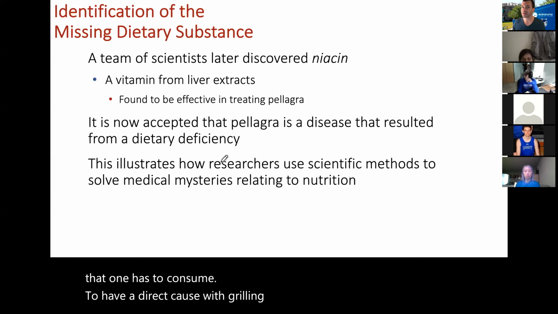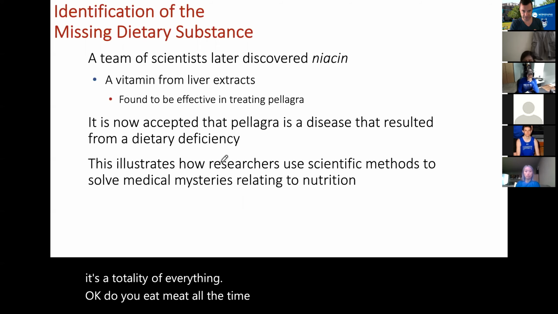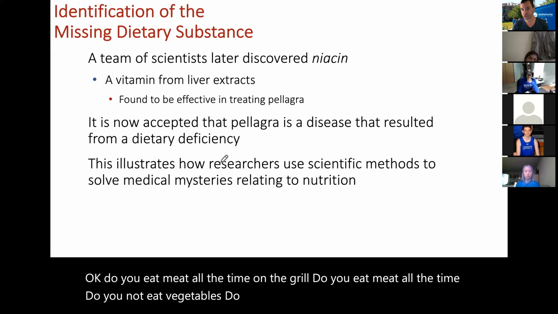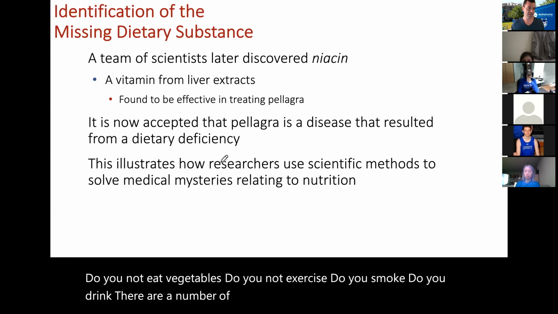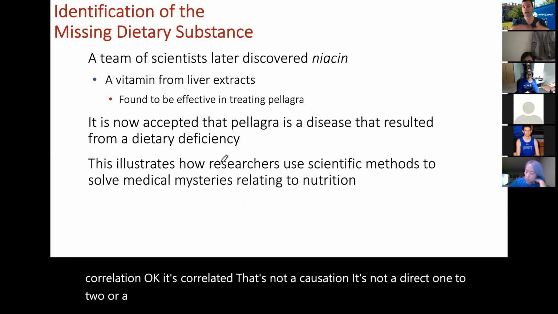They're correlated, but it's a totality of everything. Okay? Do you eat meat all the time on the grill? Do you eat meat all the time? Do you not eat vegetables? Do you not exercise? Do you smoke? Do you drink? There are a number of other things that go into it. So when we say correlation, okay, it's correlated. That's not a causation. That's not a direct A to B causing things. And that's what we usually find with a lot of scientific studies.